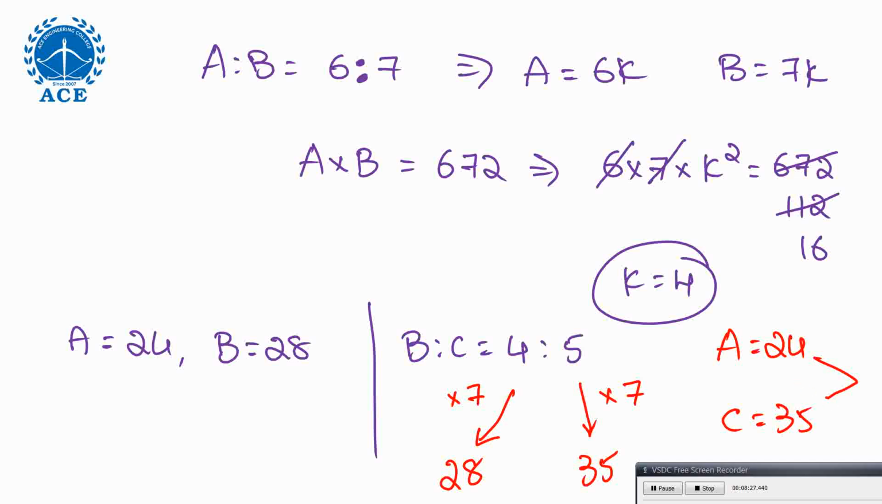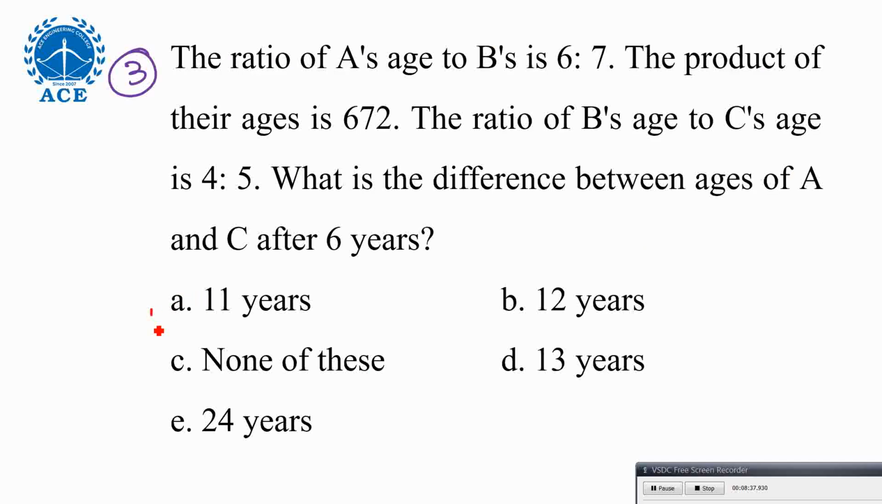See, after 6 years, A will be 30, C will be 41, still 11 only. Whether it is after 6 years, present difference, after 6 years difference, before 6 years difference will be the same. Difference of ages of A and C after 6 years. That "after 6 years" is common for both A and C. Some people are thinking that, sir, "after 6 years" is mentioned for C. You have to take A present and C after 6 years. Some people are thinking like that.